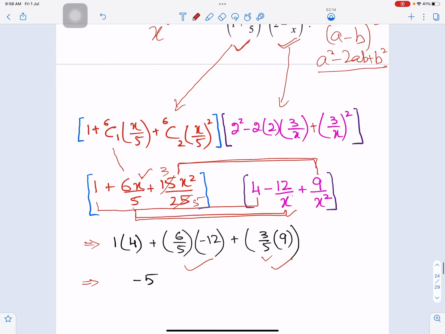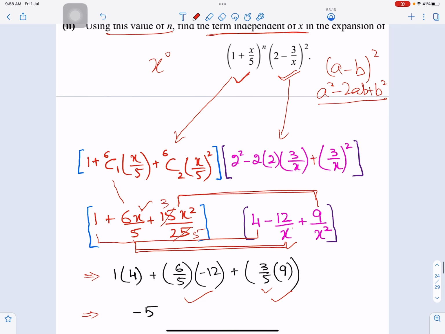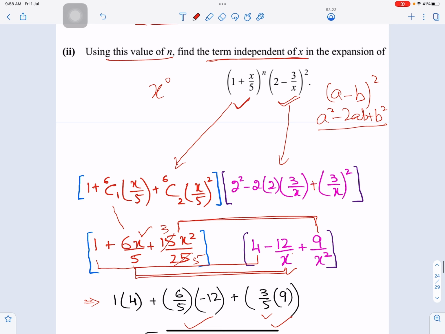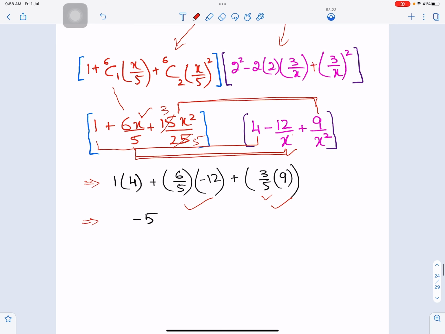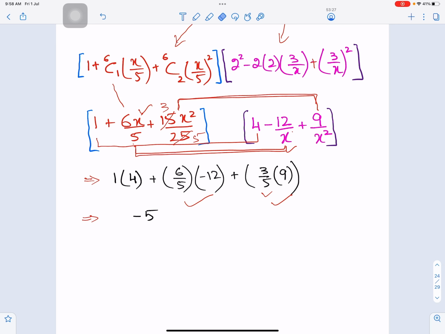Now, the mistake here is sometimes students think they have to write or identify the term, right? Here, when they say find the independent term of x, you have to tell what it will be. Actually, not third term, fourth term, fifth term. You have to identify the term here.